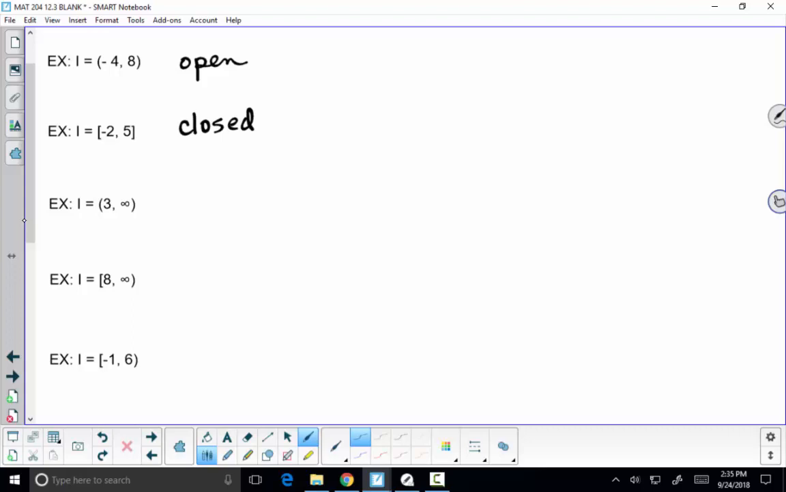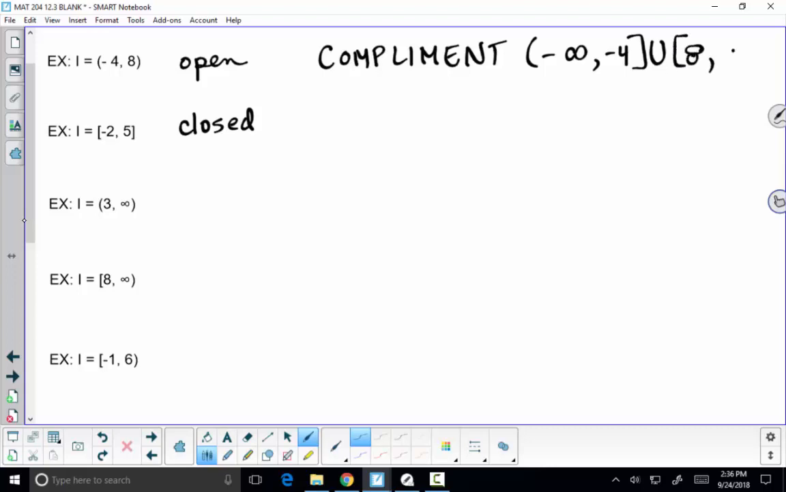Now, before we go on to the next one, let's look at something called the complement. We have an ambient space, in this case the real line, and we're choosing a subset. The complement of that subset is everything else. So the complementary set there is going to be minus infinity to -4, union 8 to positive infinity.